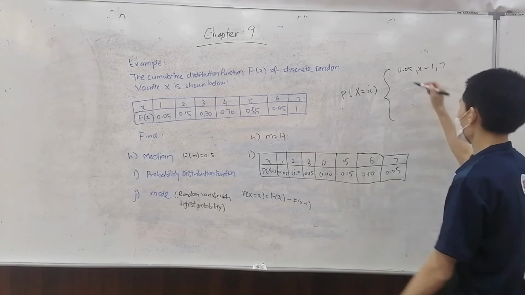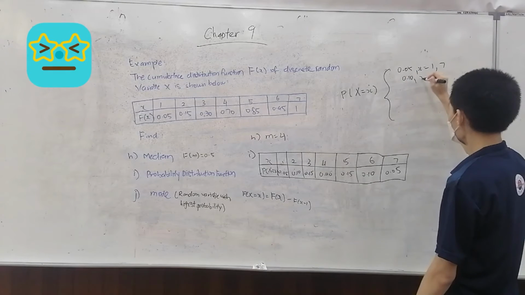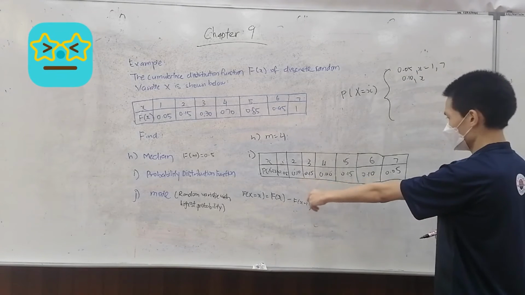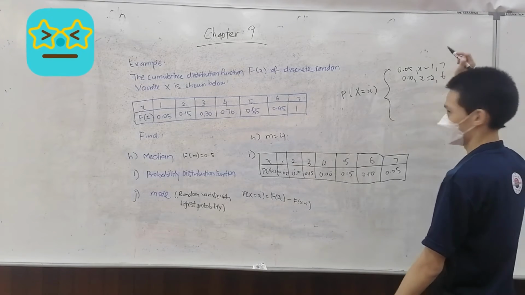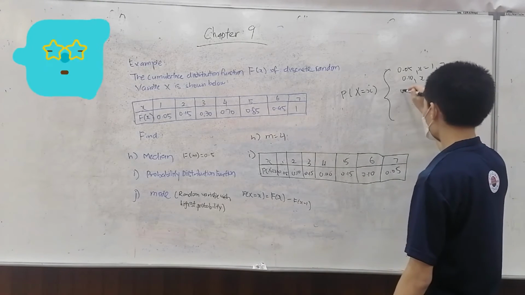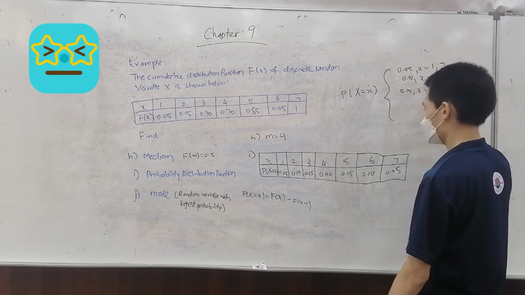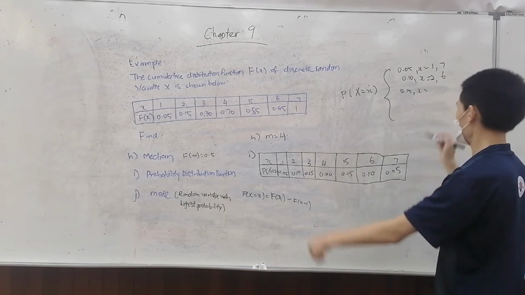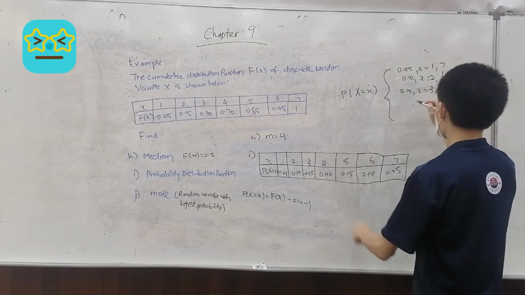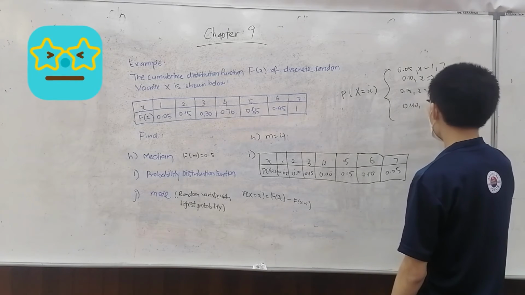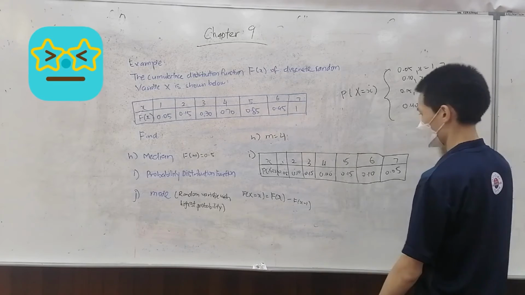And the next one is 0.1. So 0.1, x has two values with the same probability, which is x equals to 2 and x equals to 6. And the next one is 0.15. So 0.15, we have x equals to 3 and also x equals to 5. And the last one is 0.4. 0.4 has one value, x equals to 4.